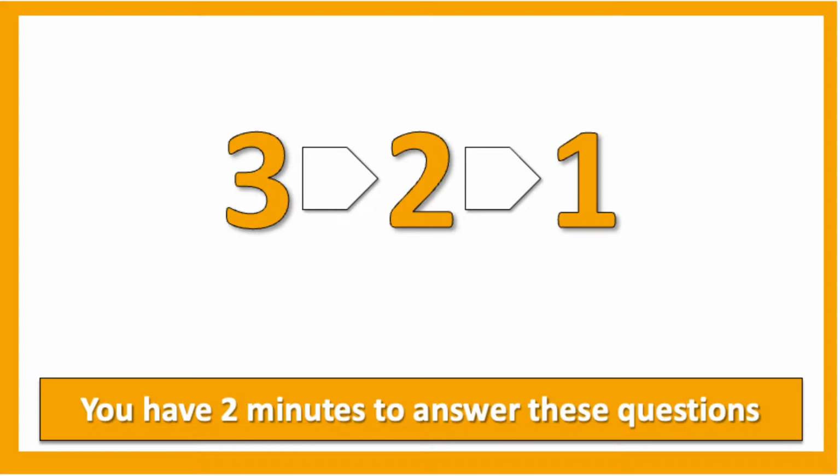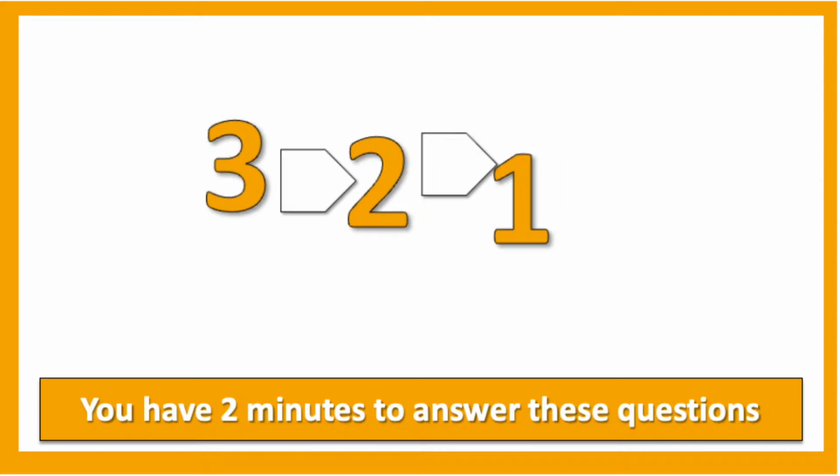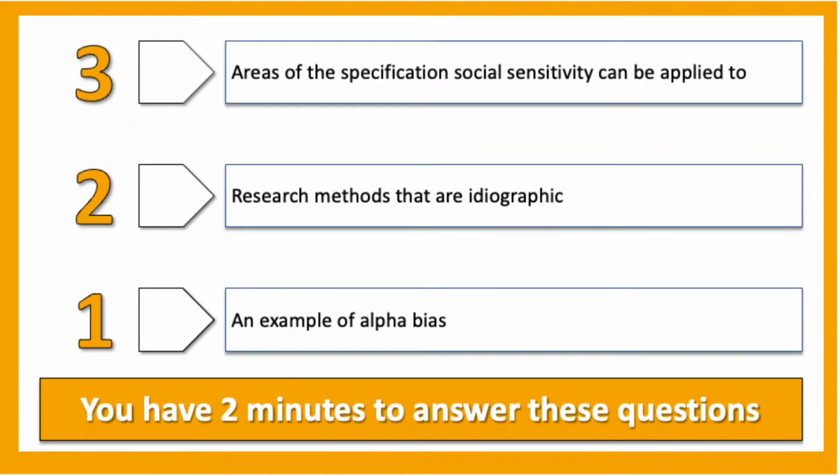Okay, quick activity now. We're going to do 3, 2, 1. Hopefully you're super familiar with this. You're going to have 2 minutes to answer these questions that appear on the screen. Please make sure when you send your answers, you just put it all down as one answer. So 3 areas of the specification that you could link to social sensitivity, any areas. 2 research methods that are idiographic, and give me 1 example of alpha bias in research. So have a little go at that one.